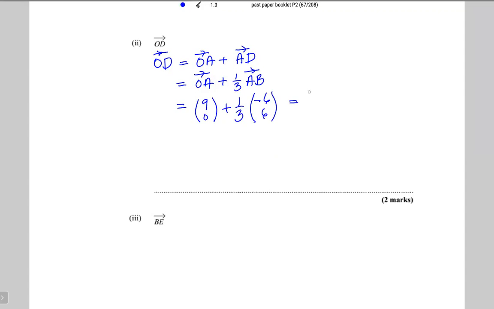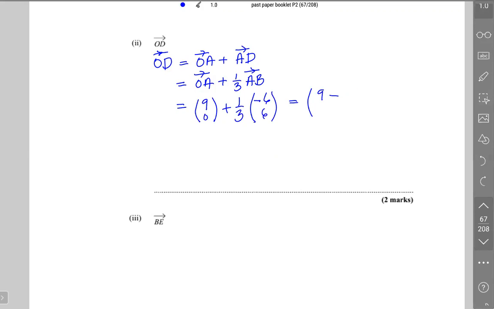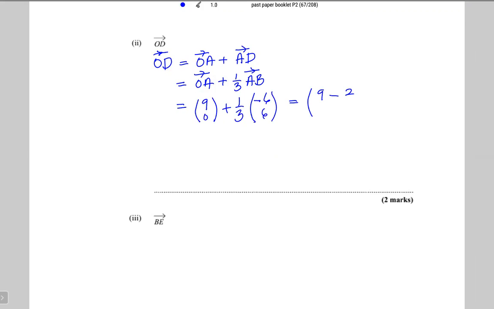And so what we end up with is what? 9 minus 3, because, sorry, 9 minus 2, because multiplying by 1/3 is the same as saying divide by 3, and the bottom part is 0 plus 2. All right, so OD is the vector 7, 2.